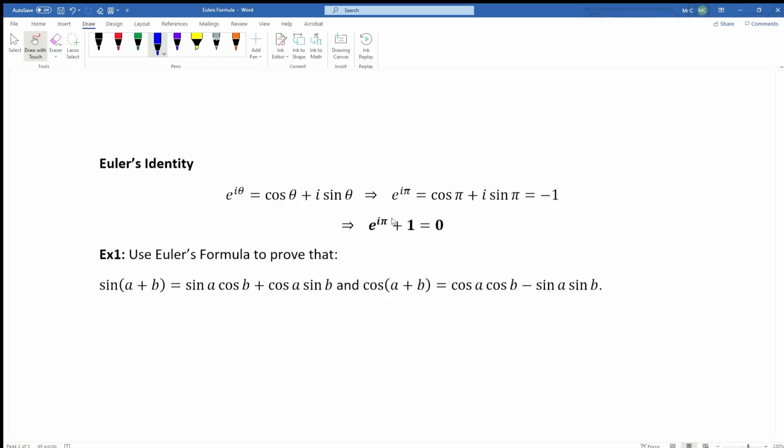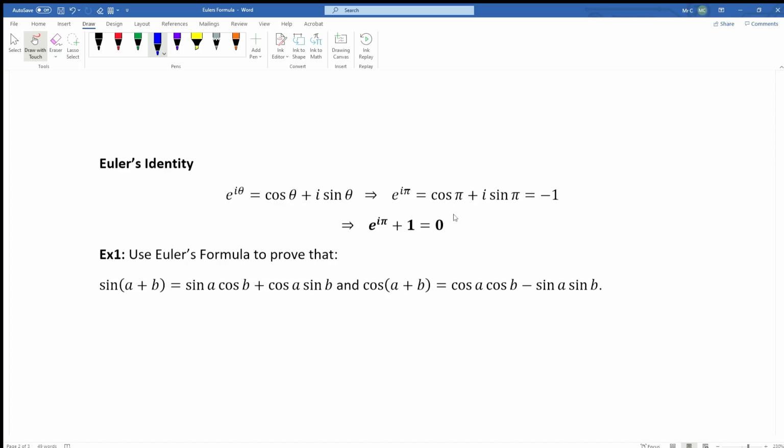And if I move that over, I get e^(iπ) + 1 = 0, which gives us a formula that relates our transcendental exponential e, and our π, and our imaginary number i, and the identity for multiplication, and the identity for addition. Right? It gives us all of those things related together in one formula, which is pretty cool.